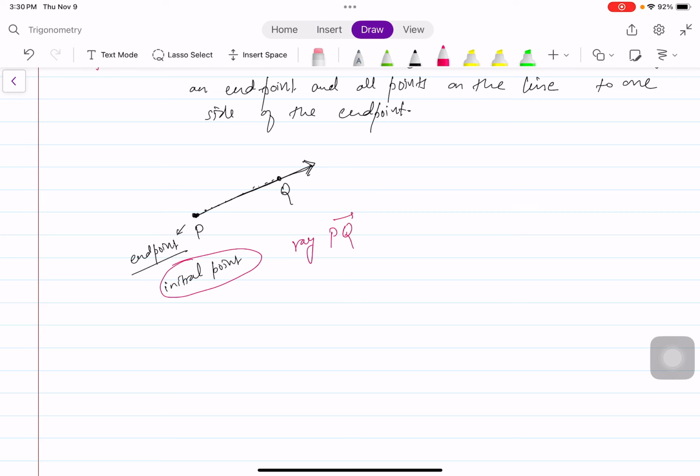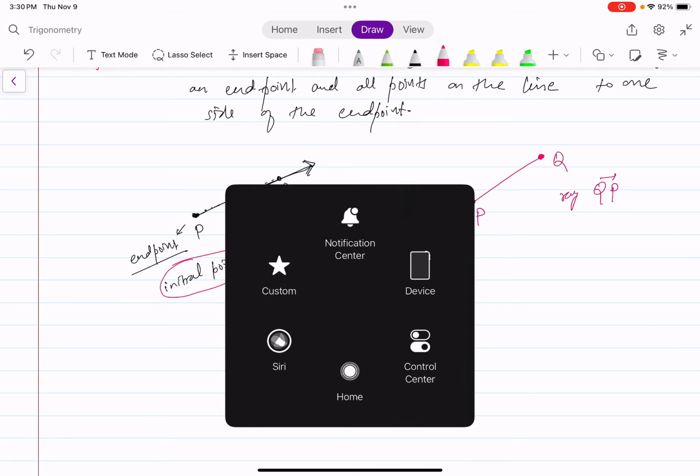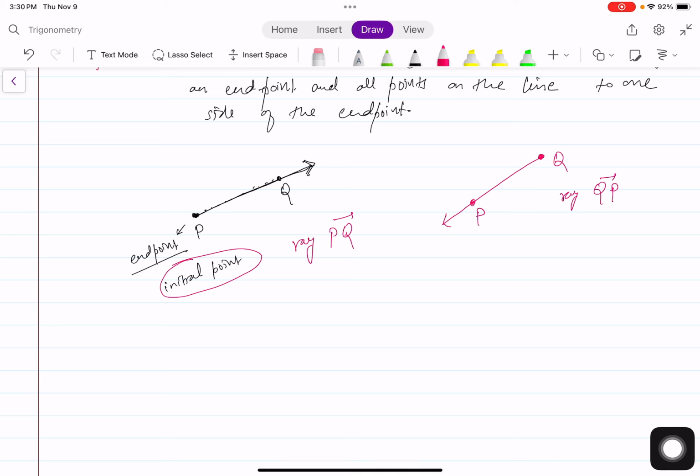Similarly, we can draw another ray which is in this direction. Say this is Q and this is P, and so the initial point of ray QP. So this is ray QP. We put an arrow on the overhead. Now this is the endpoint or initial point.